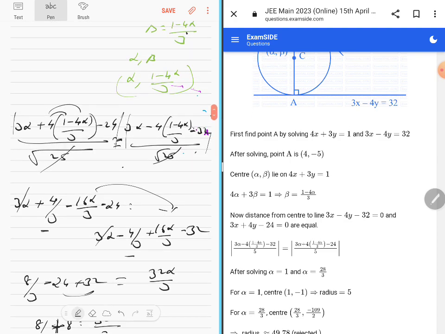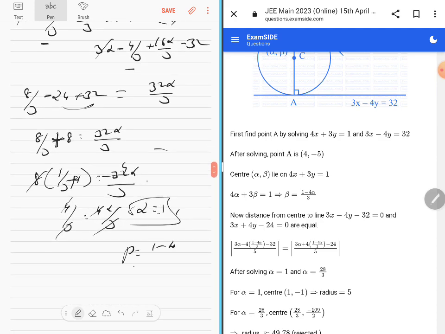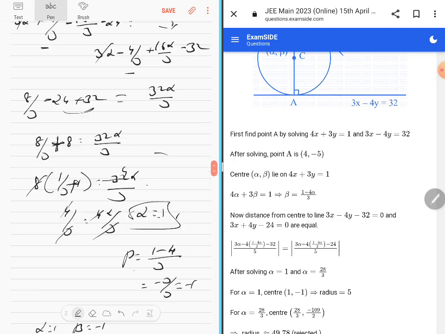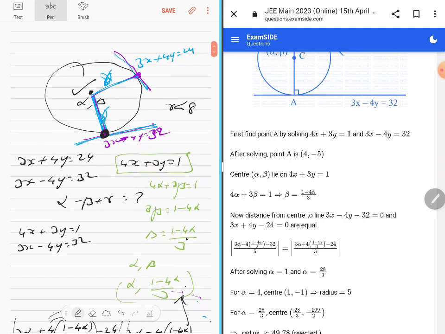Once you get alpha, you know what is beta. It's 1 minus 4 alpha by 3. Beta is 1 minus 4 by 3, which is minus 1 by 3... so minus 1. So you know alpha is equal to 1 and beta is equal to minus 1. Once you get the centers, if you know one of the points of intersection, which is a point of intersection between a line and the normal, let's take one line and the normal. Let's take 4x plus 3y is equal to 1 and 3x minus 4y is equal to 32.